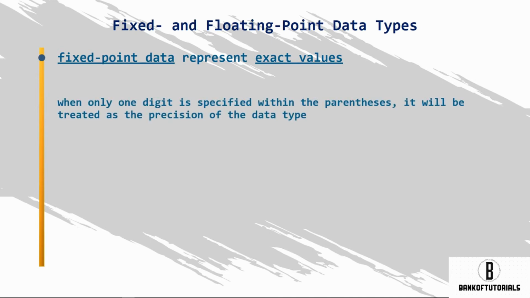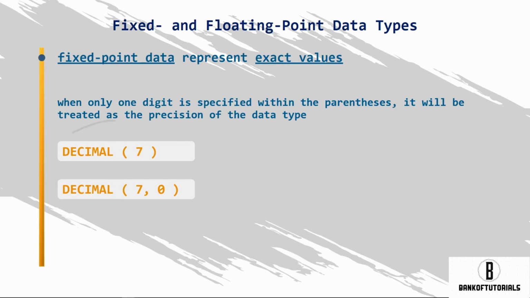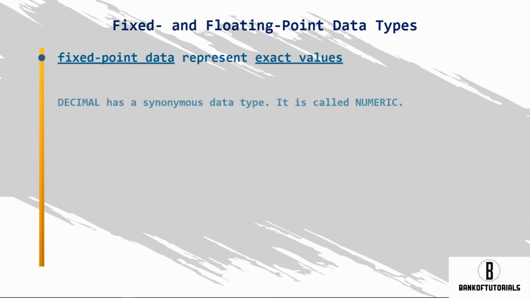Furthermore, when only one digit is specified within the parentheses, it will be treated as the precision of the data type. Writing decimal of 7 would be the same as writing decimal of 7 and 0. Hence, a decimal of 7 or a decimal of 7 and 0 will require an integer written with at most 7 digits, right? For example, the number 1234567 fits the criteria. Perfect!